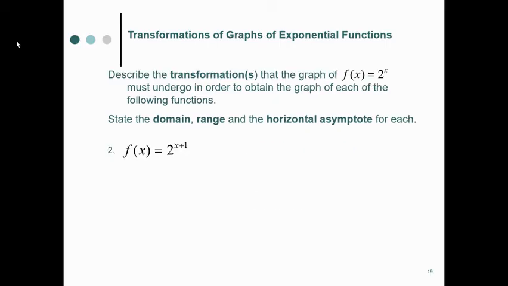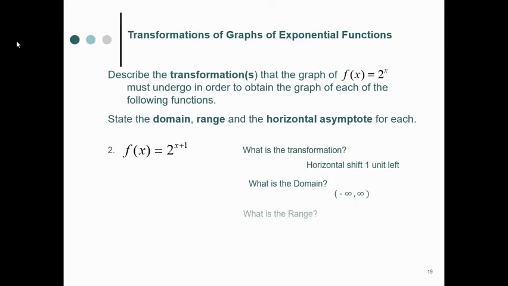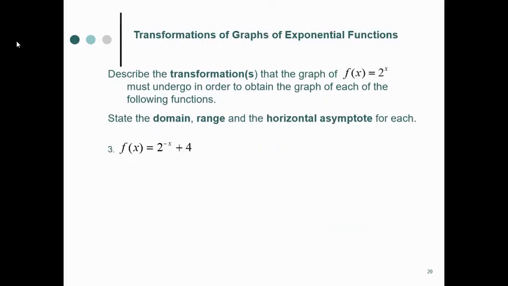Let's take a look at this transformation. We have 2 to the x plus 1. What is the transformation? The horizontal shift 1 unit left. What is the domain? Yes, negative infinity to infinity. What is the range? We didn't move vertically, so it's 0 to infinity, which means that the horizontal asymptote is y equals 0.